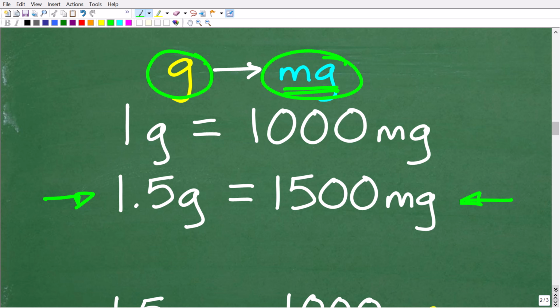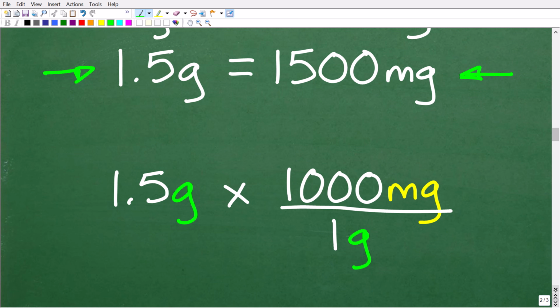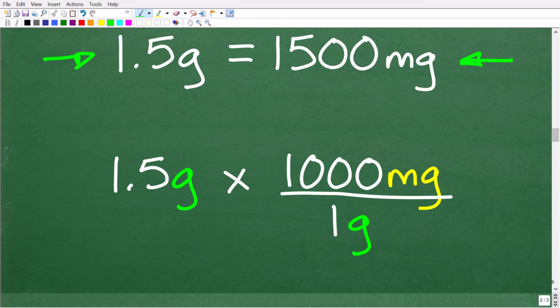Okay, so what we need to do is use something called a conversion factor. And a conversion factor is effectively a fraction. All right, so we want to think of this fraction right here. So in 1 gram, there is 1,000 milligrams, right? So we don't want to write it with an equal sign.